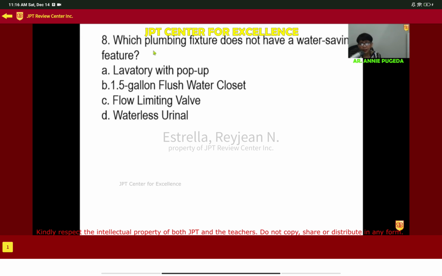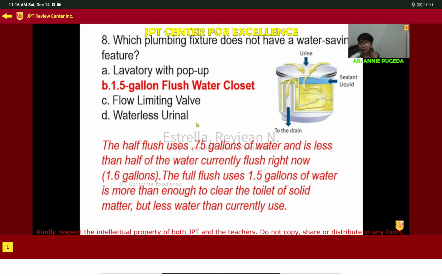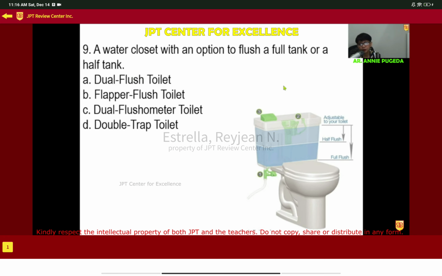Tricky again. Okay. Which plumbing fixture does not have a water saving feature? Meaning it is not economical. The lavatory is economical, you know that. Then, the flow limiting volume aerator. Then the waterless urinal, obviously. Just one pour of water in the urinal to flush out the urine. See, the waterless urinal. So, when you flush, whether you urinated or excreted, if it gives a single flush, which is 1.5 gallons, that is wasteful. So, it's better to have a dual flush, which is the next question.